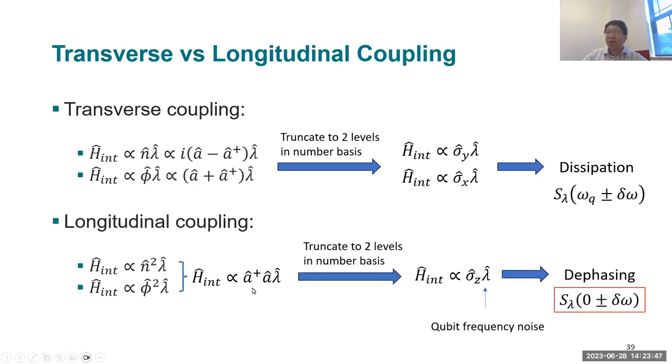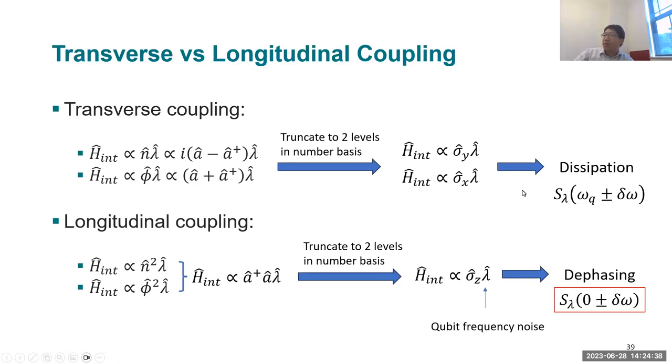And a dagger a is the number counting operator, or it's effectively a sigma z operator if you truncate to two levels. So this type of coupling does not flip your qubit up and down, but it couples to the z-axis of your qubit. This operator from your environment basically is the coefficient of your qubit frequency. So that gives you qubit frequency noise, and therefore this will give you dephasing. So whether a certain noise gives you a T1 process or a T-phi process is a matter of whether this noise couples to your qubit as n or phi, or as n squared or phi squared. Okay, and there is a very big difference in the analysis of transverse coupling versus longitudinal coupling.